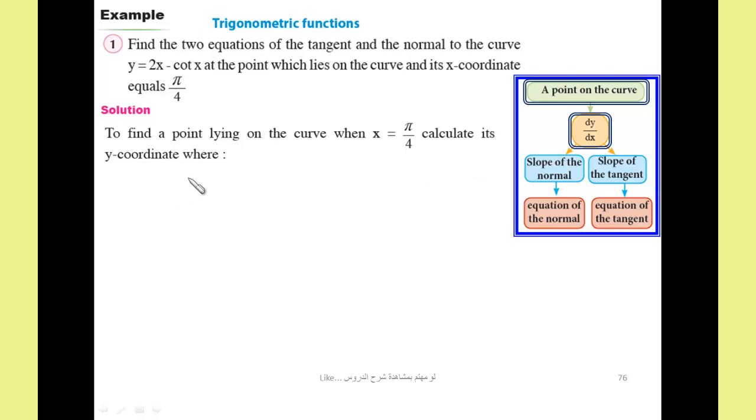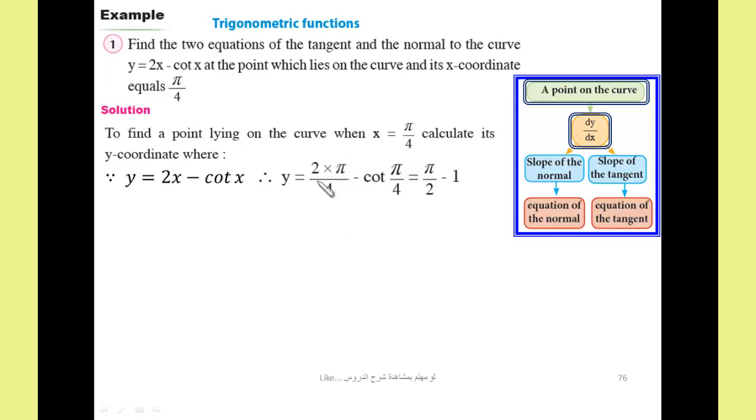Solution: to find the point lying on the curve when x equals pi over 4, calculate its y coordinate, where y equals 2x minus cotan x. We have x coordinate x equals pi over 4. Now we want to calculate its y coordinate, this point we talked about. So y equals 2x minus cotan x, substituting x equals pi over 4. So we will get y equals 2 multiply pi over 4 minus cotan pi over 4.